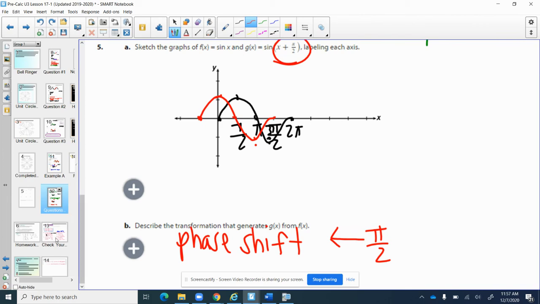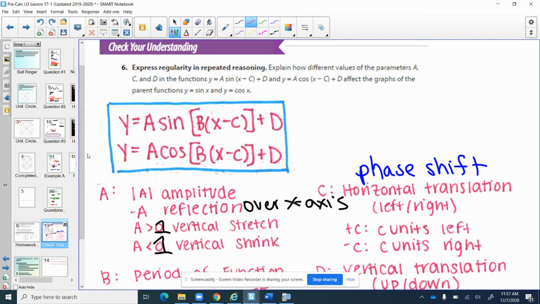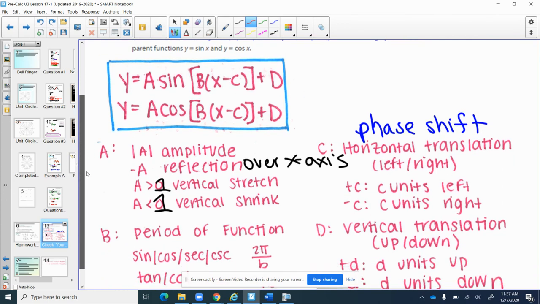Okay. So a couple of key pieces here with the check your understanding at the top of page 229 is the idea of our setup here. We haven't talked about parameter B yet, but what we did talk about was A, C, and D. Okay, parameter A is going to affect your amplitude. Okay, and we'll talk about reflections as well, in this case over the x-axis that's happening, but A affects your amplitude, and the absolute value of it is the amplitude of your function, whether it's stretching it or shrinking it. Stretching is the example we looked at in here.